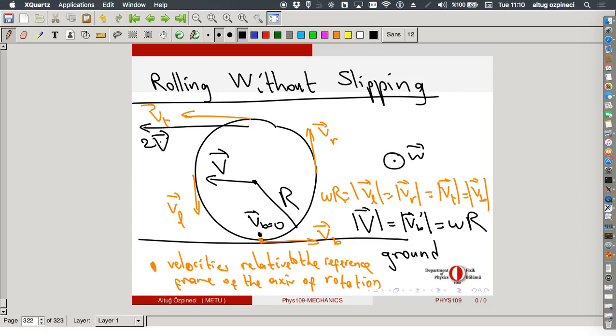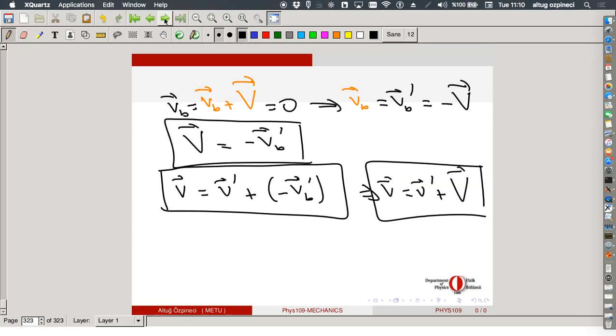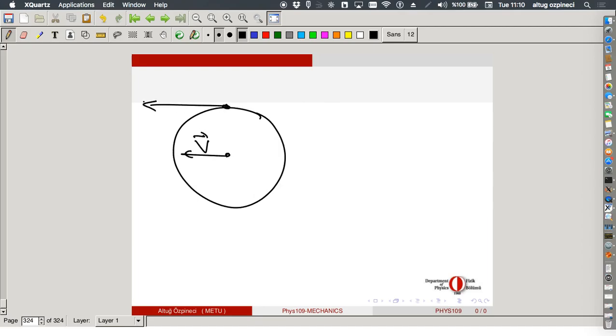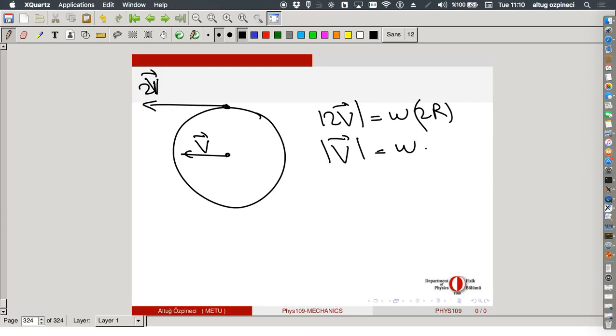It's 2v. Let me just draw it again. This is v. This point is now 2v. The magnitude of 2v is omega times 2r. Magnitude of v is omega times r. Well, let's look at this point.